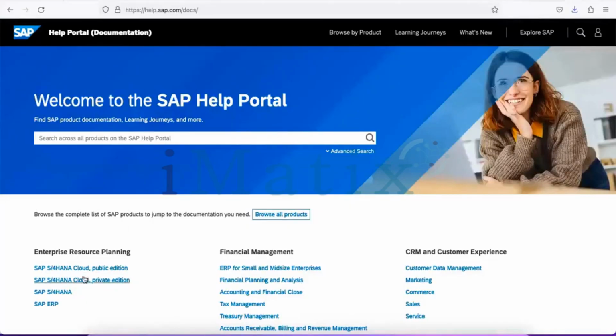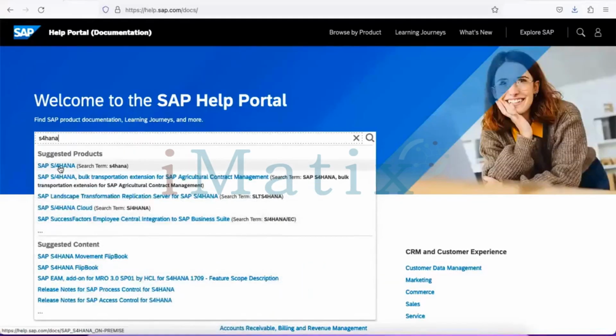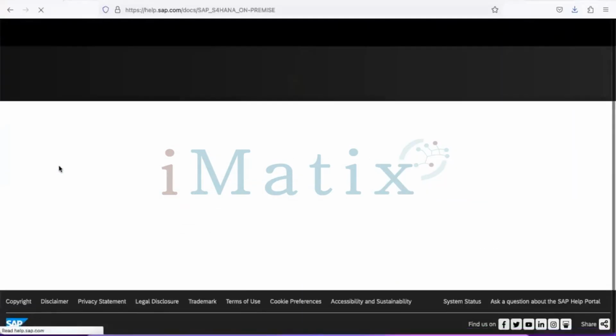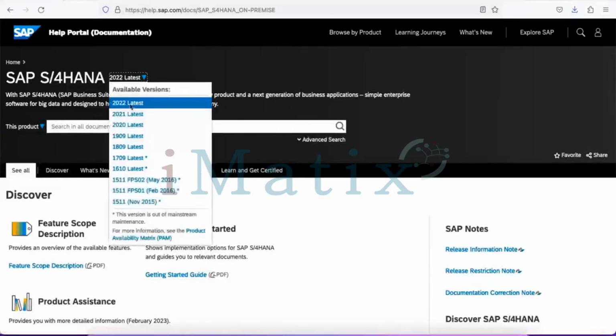Here you can see S4 HANA Cloud Private Edition, SAP S4 HANA, SAP ERP, CRM and SRM. Earlier you had a lot of them. Now if I go and search here, S4 HANA, I am able to see the version. Are you able to see the version? It started on 15th November 2015 and then it is going to move here.